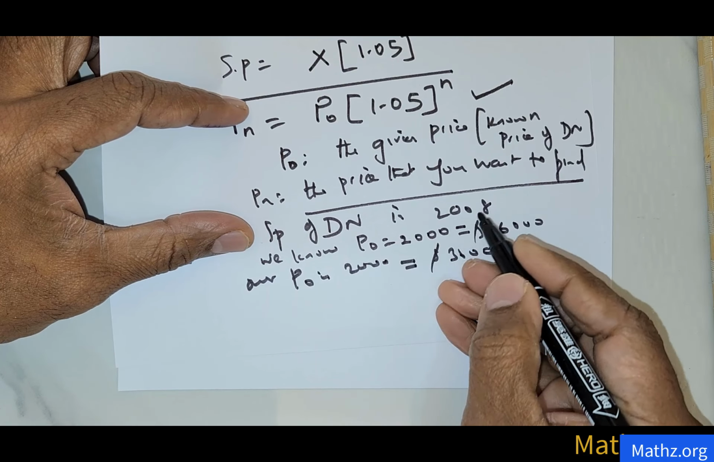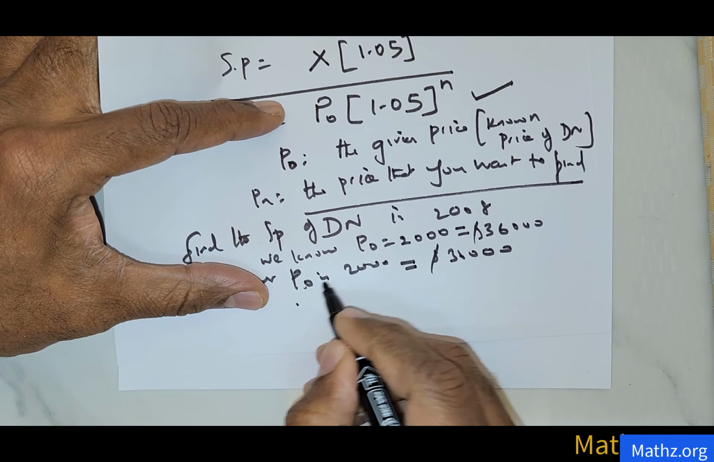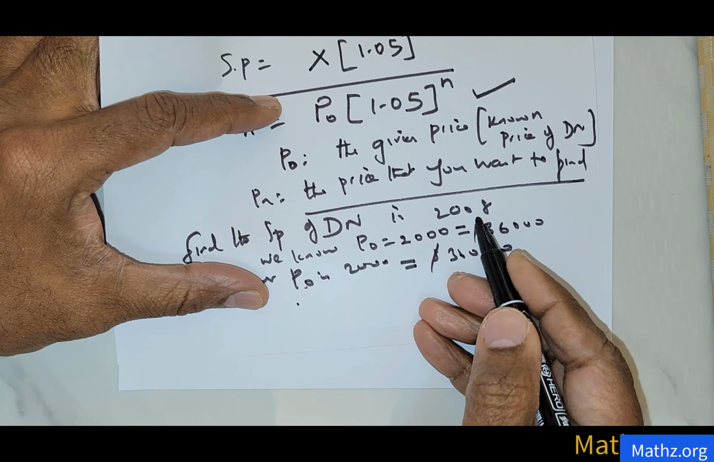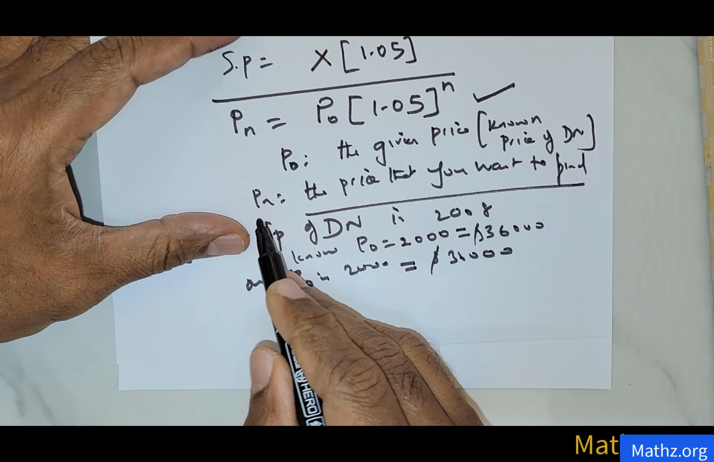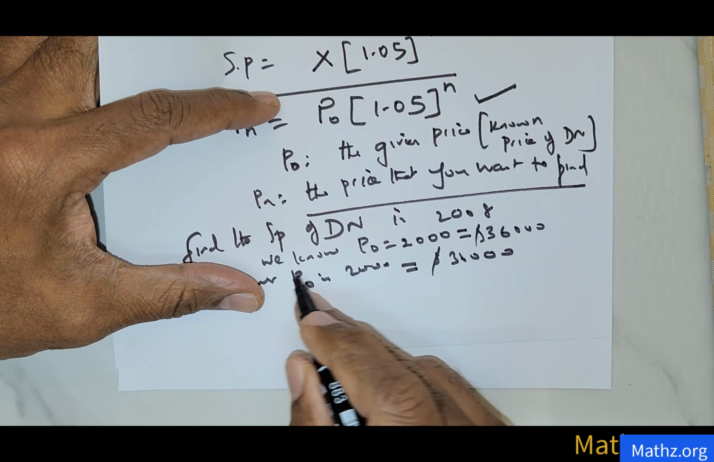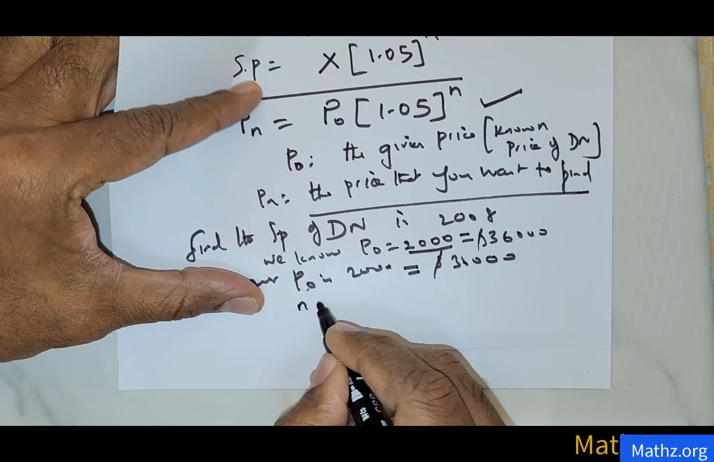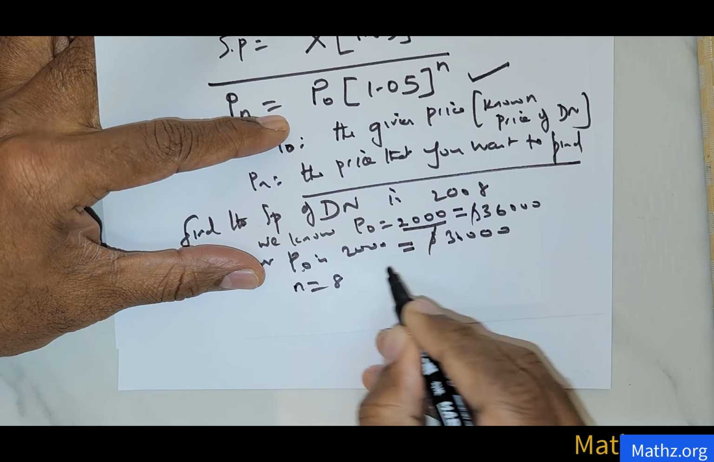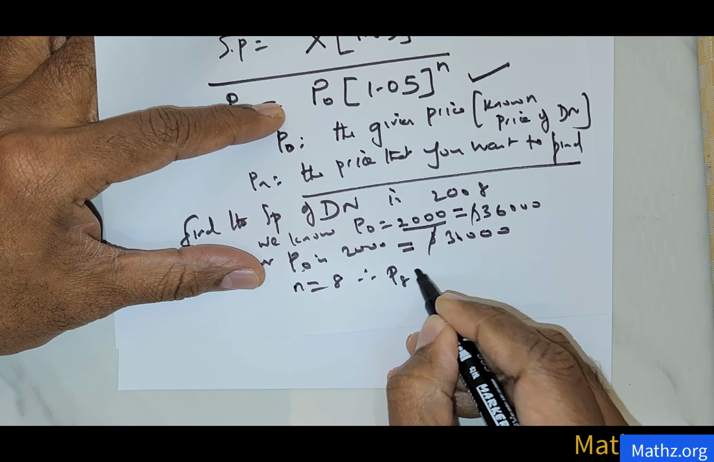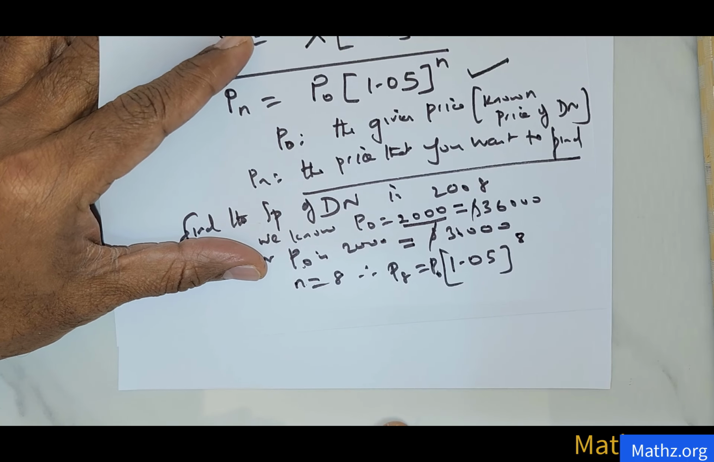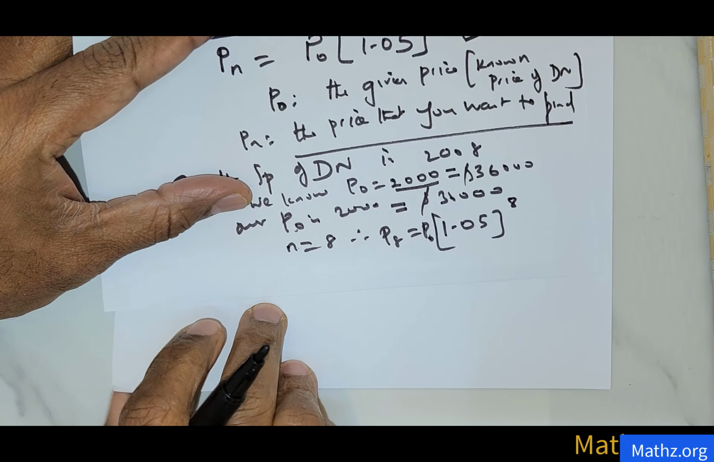But we need 2008. So from P0 to P8, in other words, why do I say n is equal to 8 here? Because 2000 to 2008 is n equal to 8. So n is equal to 8. So therefore our P8 is going to be the following. So that is the calculation.